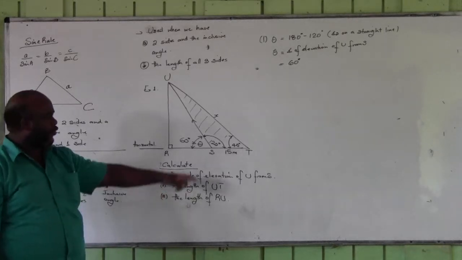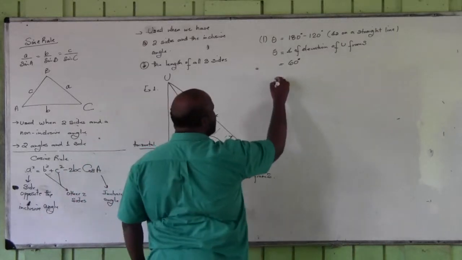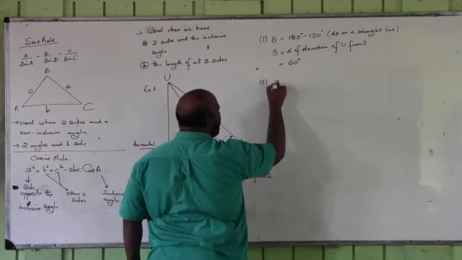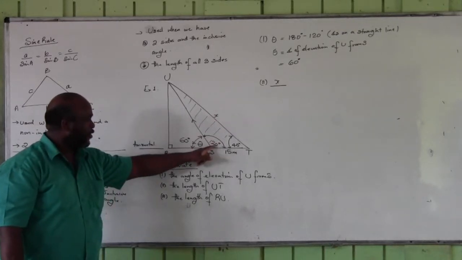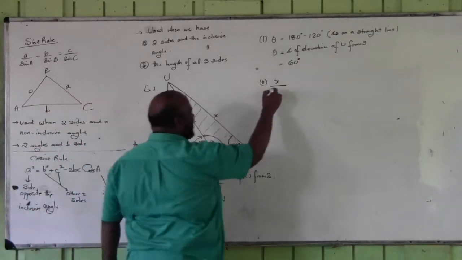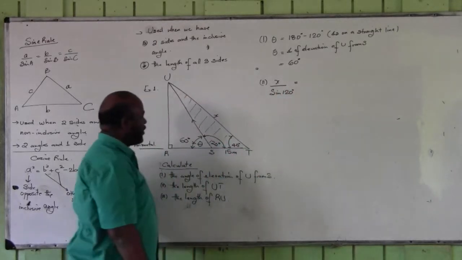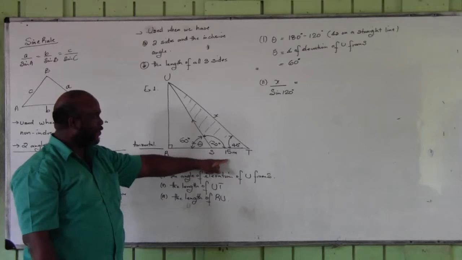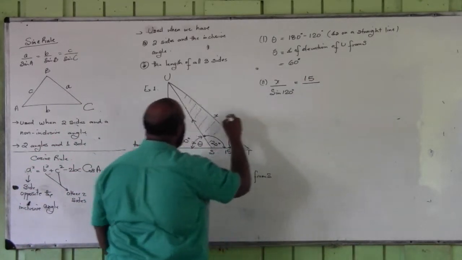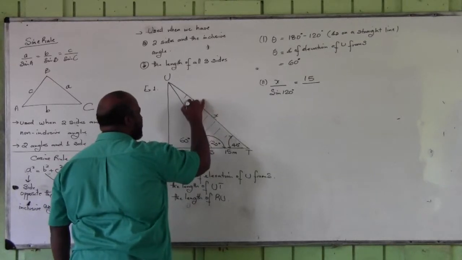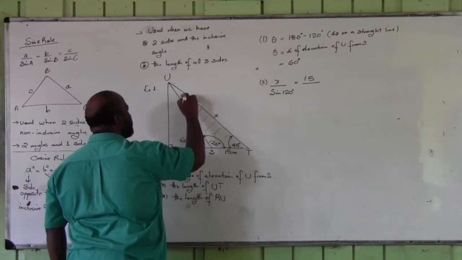In sine rule, I always start out with what I want. What do I want? I want x. So I'm going to write x over, which angle is opposite to x? Over sine 120 is equal to, the next thing is this side. This side is 15. And the side that is opposite to that 15 is this. Let's call it alpha.